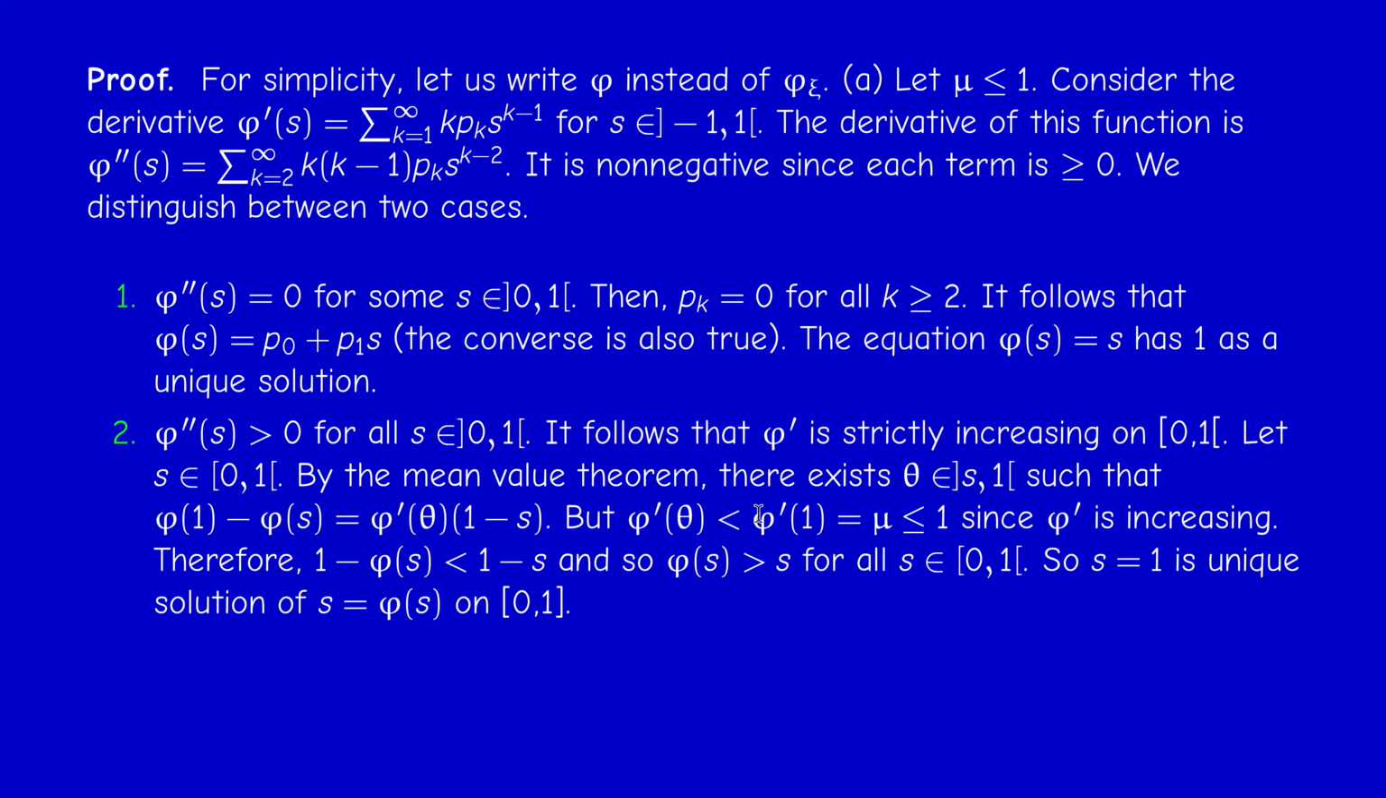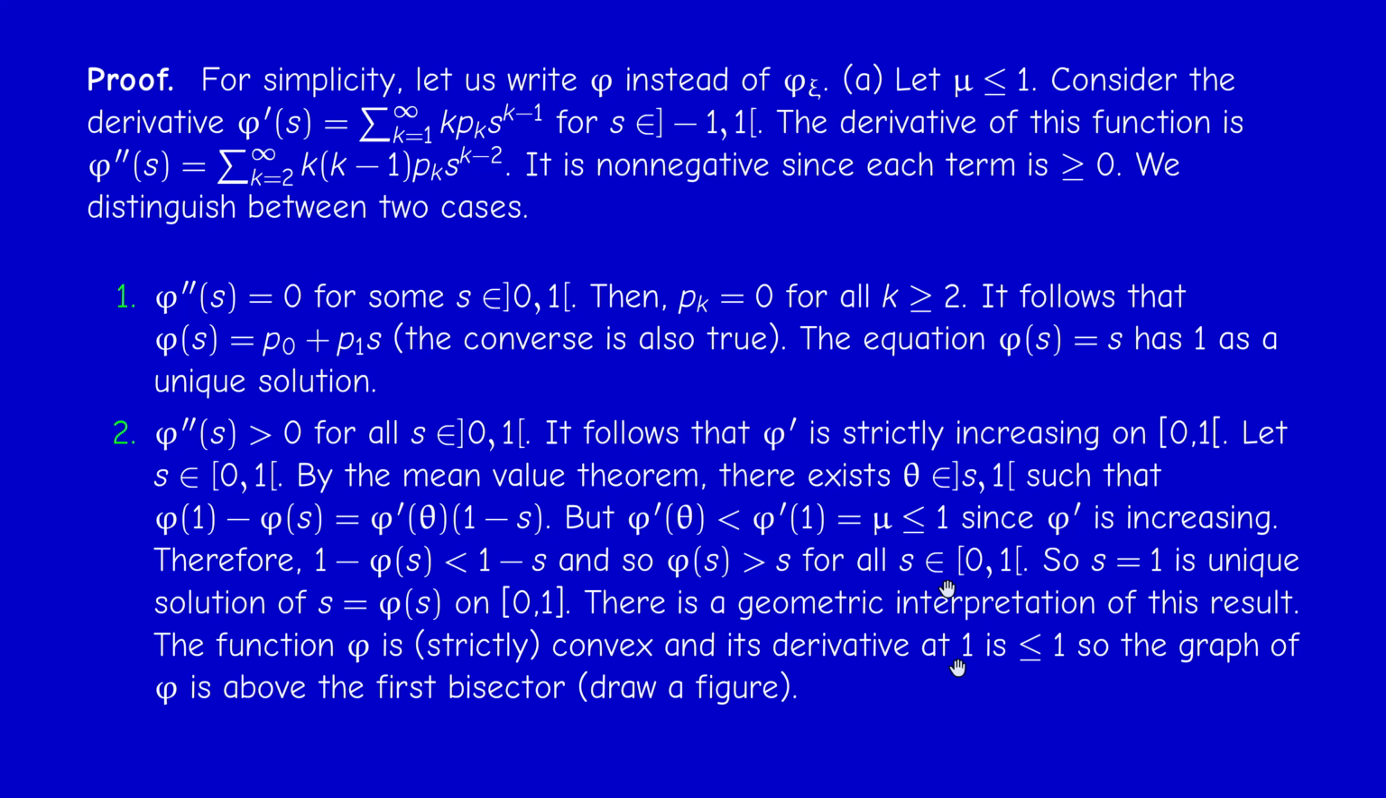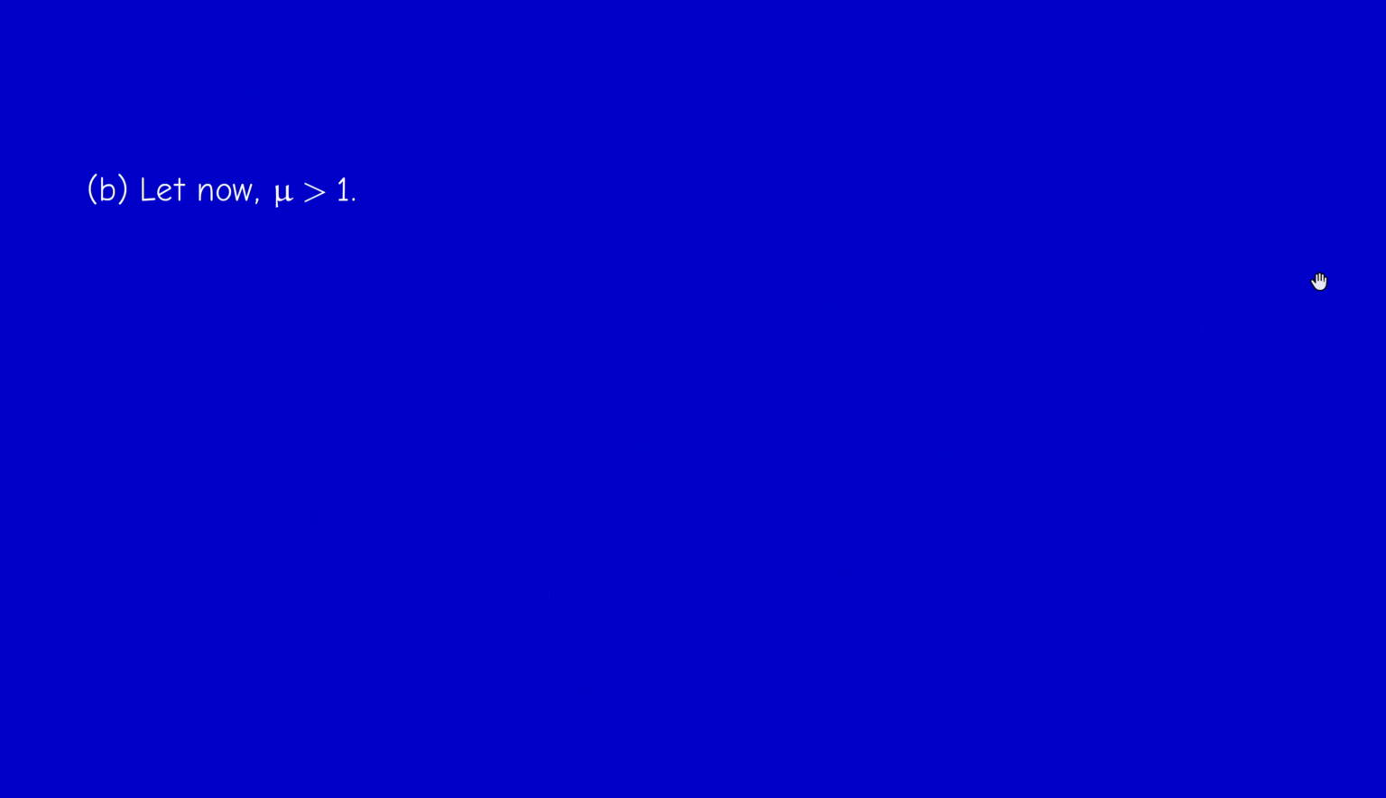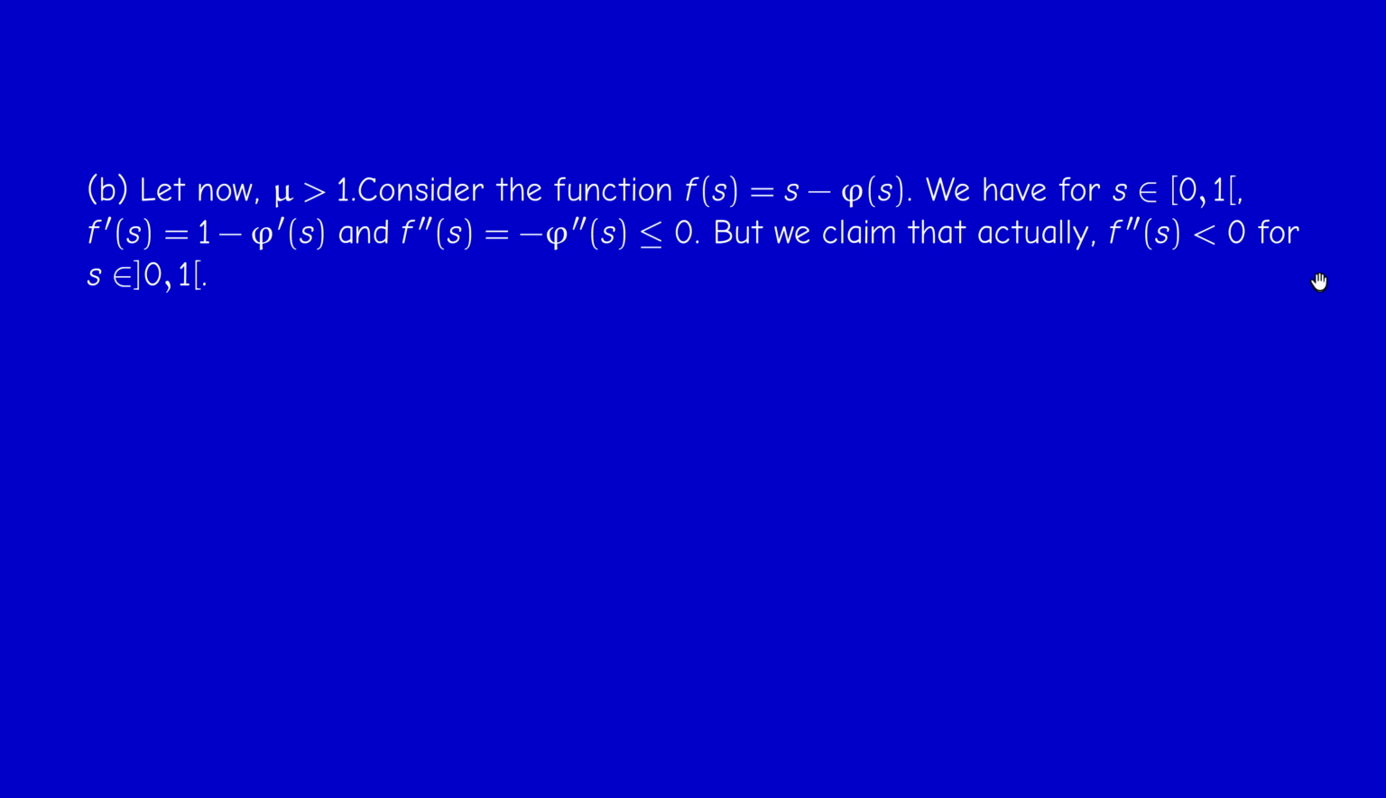Okay, now the more interesting case. And by the way, you may draw a figure actually to illustrate this case. I will not do it now. I will do it in the next video in Python. Now, suppose that the mean value of reproduction is bigger than 1, and consider the function f of s equals s minus the PGF, phi of s.